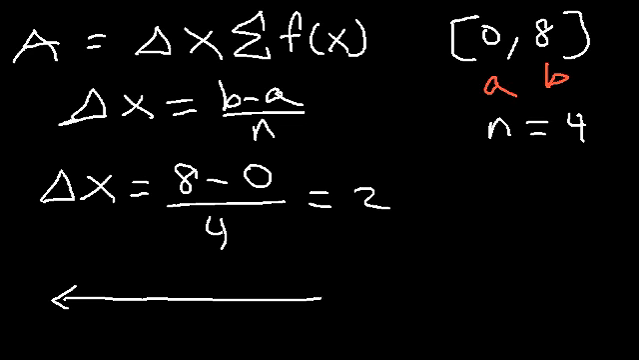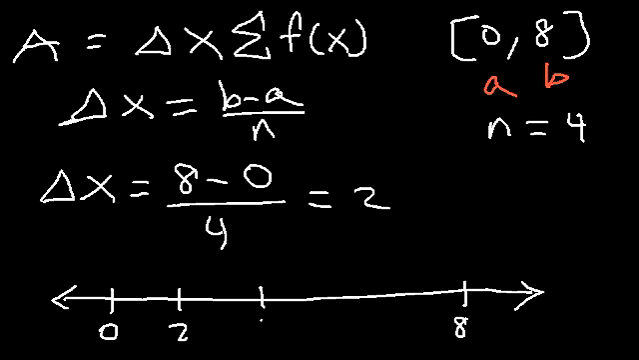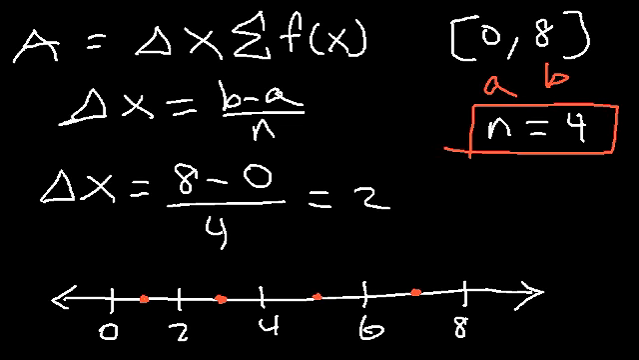Now let's draw a number line. So the interval is from 0 to 8, and the width of each interval varies by 2. So these are the points of interest: 0, 2, 4, 6, and 8. Now for the midpoint rule to work, we're not going to use 0 or 2. We're going to use the value in between. That's 1, 3, 5, and 7. So for the midpoint rule, the number of values that we're going to use is equal to n. If n is 4, we're going to have 4 values: 1, 3, 5, and 7.